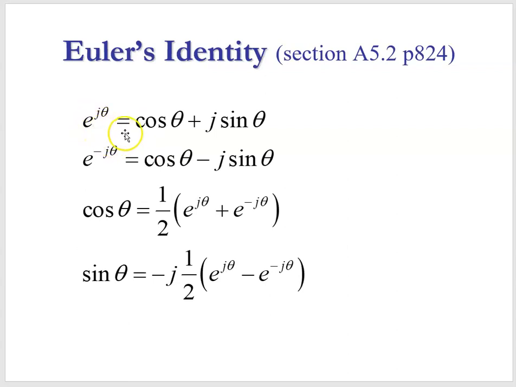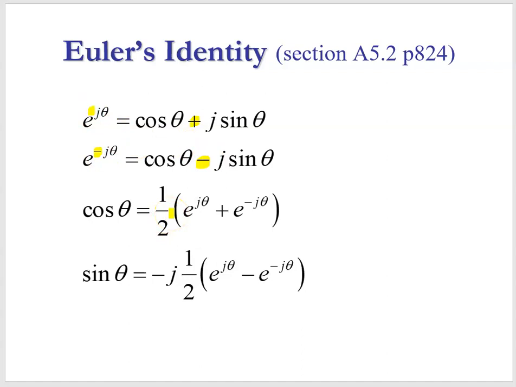If we look at Euler's identity, which we introduced in the last video, we could also write e to the negative j theta is equal to cosine theta minus j sine theta. Whereas this was positive, we ended up with a positive. When it's negative, this is negated.